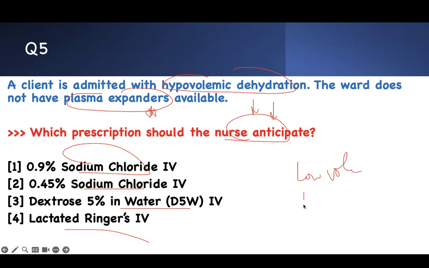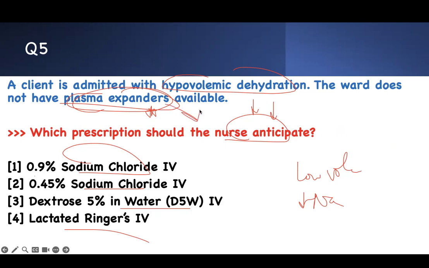I have low sodium. That means I've lost fluid and sodium. So I need to replace the sodium. At the same time, I need to replace the fluid. But what is the problem? They wanted to use plasma expander, but there's no plasma expander. What is plasma expander? Anything that will expand the plasma.